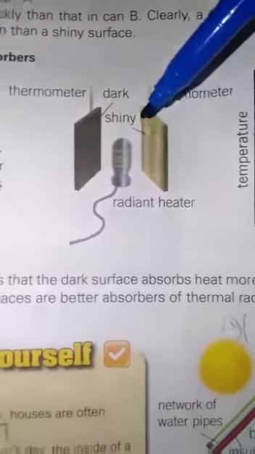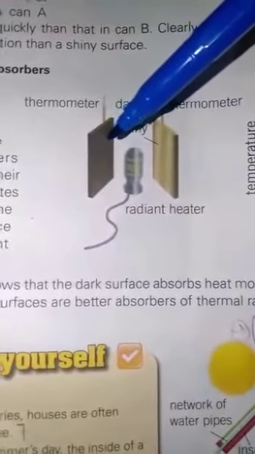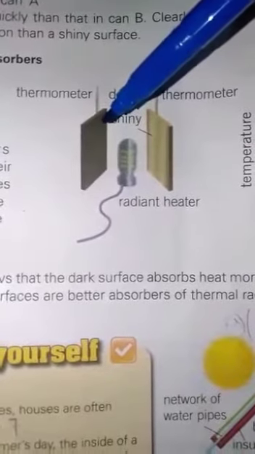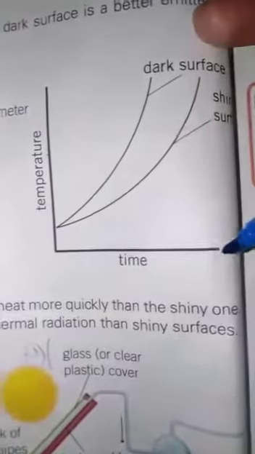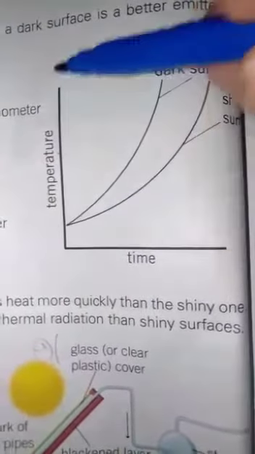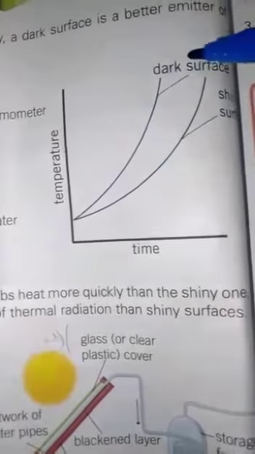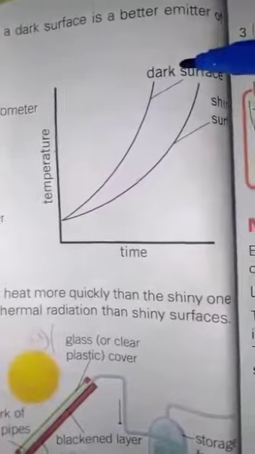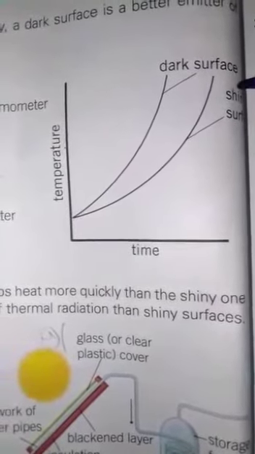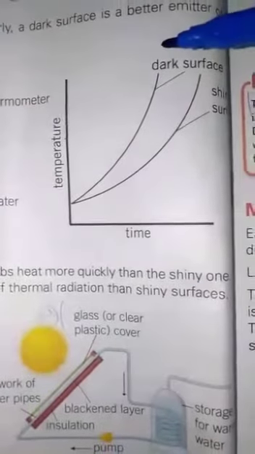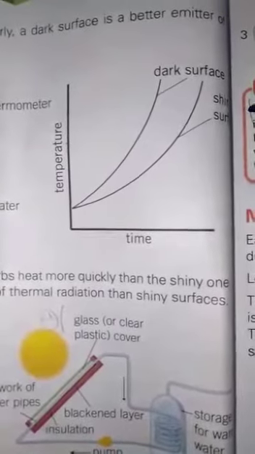It is found that the dark surface absorbs heat more quickly than the shiny surface. Again, the graph is plotted between time along the x-axis and temperature along the y-axis, and we come to know that the dark surface absorbs heat quickly as compared to the shiny surface. It means that a dark surface is a better absorber of thermal radiation than a shiny surface.